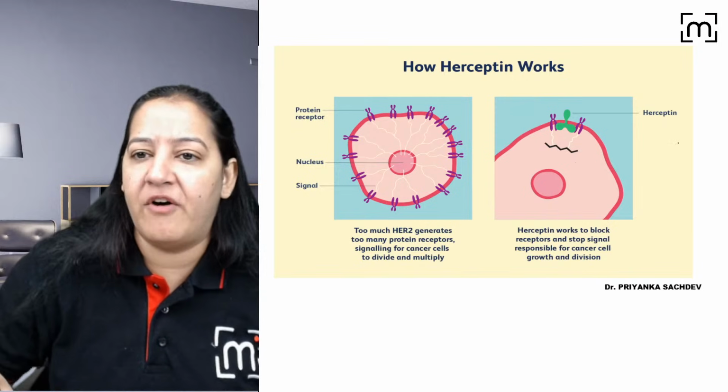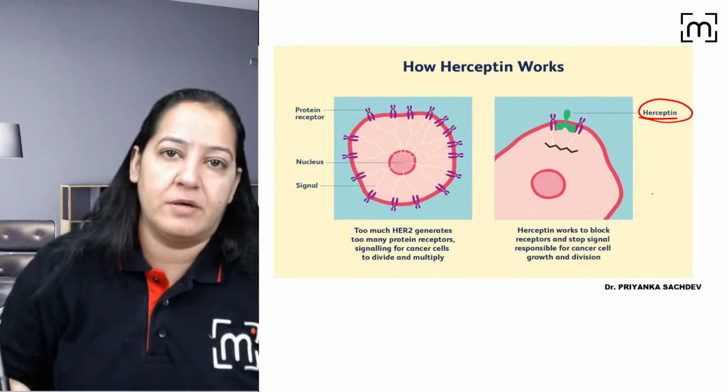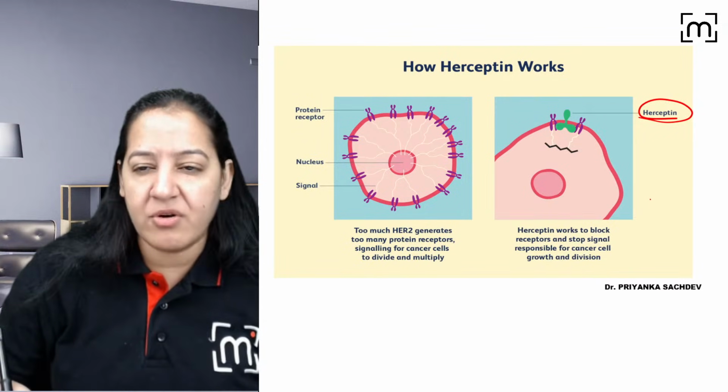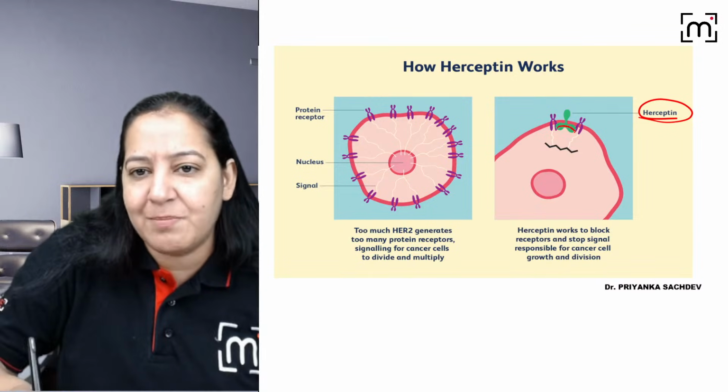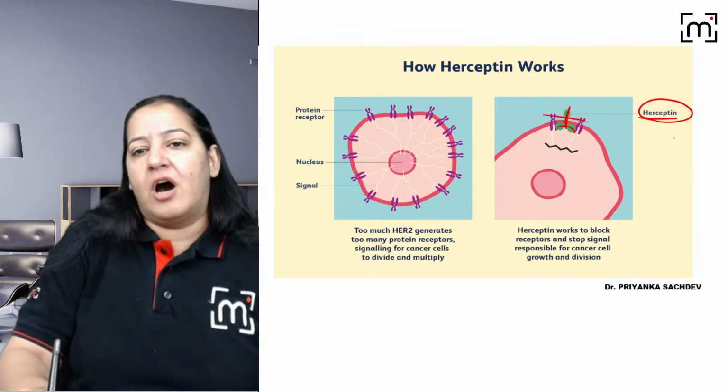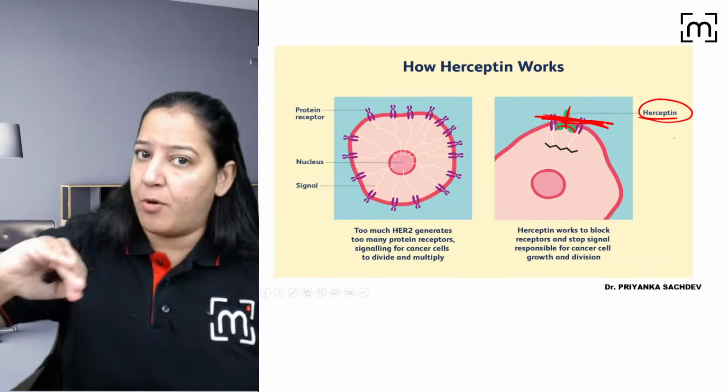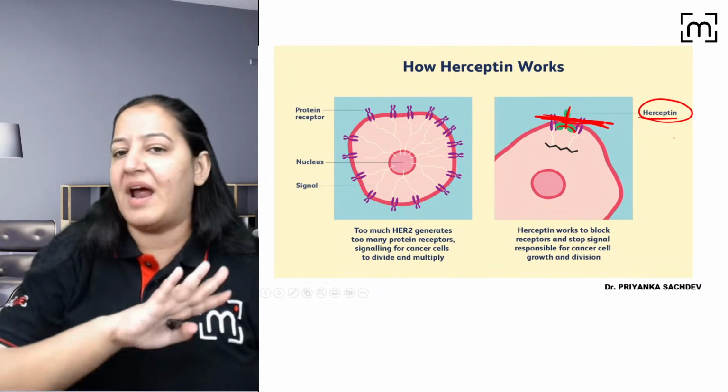Yes. What is the blocker of HER2? There is a drug known as Herceptin. Can you see it is blocking HER2? So if we give that drug, the HER2 will be blocked, and now the HER2 receptor is blocked. HER2 cannot bind with the HER2 receptor and it cannot divide.